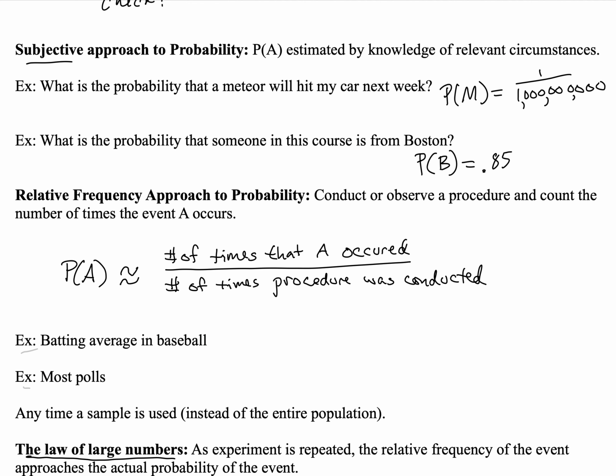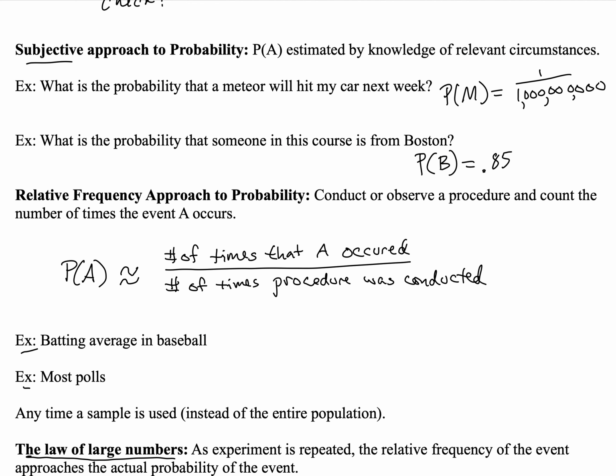Some examples would be a batting average in baseball. A batting average is the number of times that the player makes it to first base, divided by the number of times that they've been at bat. Another example would be most polls, like a political poll or a poll about public opinion.